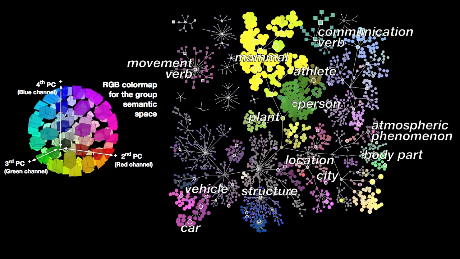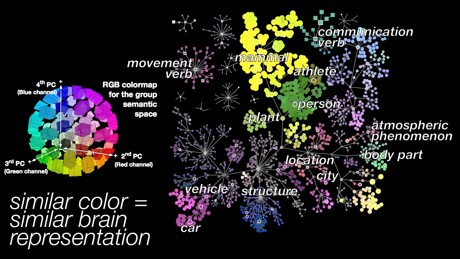Now we've colored each node to show where it lies in each dimension. The red component of the color is set by the 2nd dimension, the green component is set by the 3rd, and the blue component is set by the 4th. So for example, a category that's high on the 2nd and 3rd dimensions but low on the 4th, like a mammal, will appear yellow. This makes it so categories that are represented similarly in the brain are assigned similar colors.